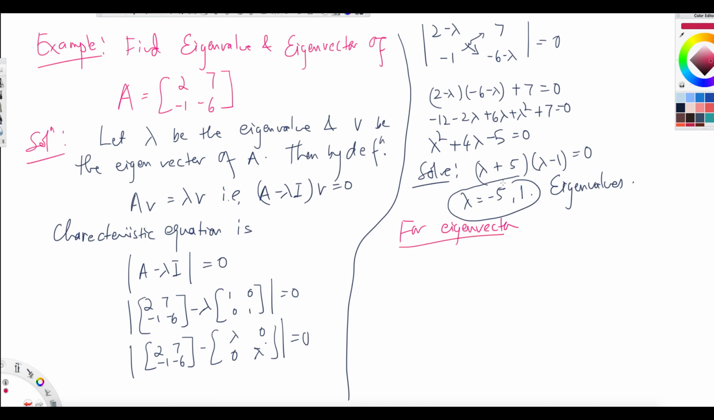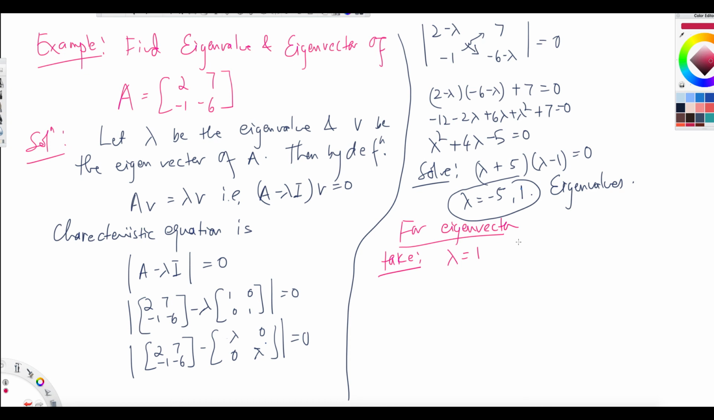So we need to take each of the eigenvalues. For this eigenvalue you will get one eigenvector. For this eigenvalue you will get another eigenvector. So for the eigenvector, first, let's take lambda equals 1 first.